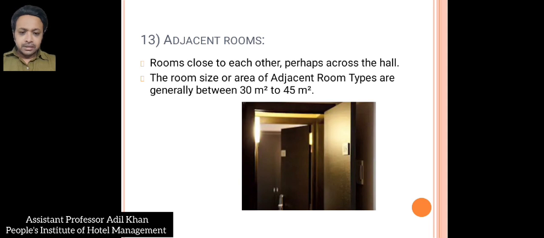Our last room is adjacent rooms. Rooms close to each other, perhaps across the hall. The room size or area of adjacent room types is generally between 30 square meters to 45 square meters.